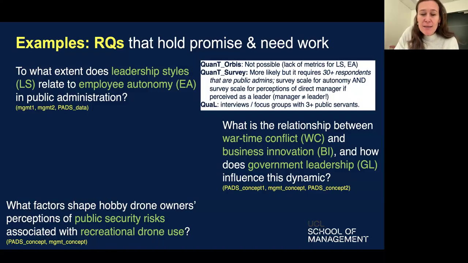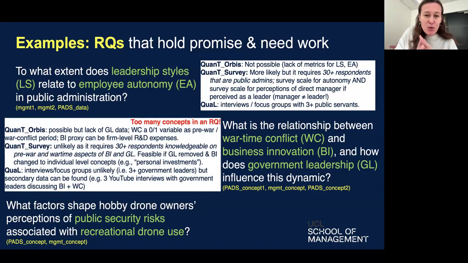Let's take a look now at the second research question. What is the relationship between wartime conflicts and business innovation, and how does government leadership influence this dynamic? Now, let's look at the words highlighted in green. It's 3 concepts in a research question where, from the start, I recommend having just 2 concepts. This is a bit too much for a research question, so it's not feasible. One of these needs to go if you want to make sure you can complete the project on time.